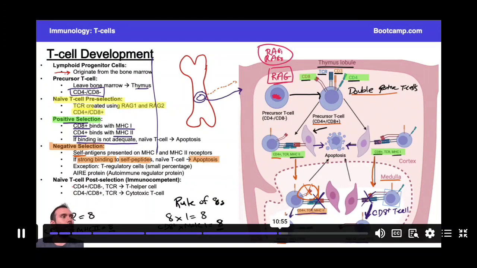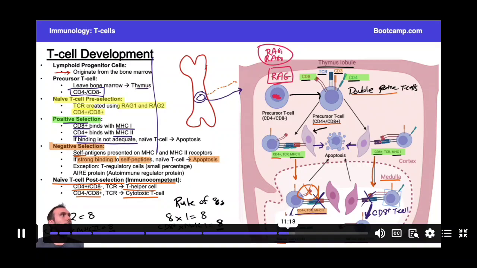So once you have a naive T cell post-selection, an immunocompetent mature T cell, it's either going to be CD4 positive, CD8 negative, or CD4 negative, CD8 positive. If it's CD8 positive, we call those cytotoxic T cells, and CD4 positive are T helper cells, and we'll go into a lot of detail on this in the next couple videos. But the point is that there's downregulation of that receptor after we go through selection.